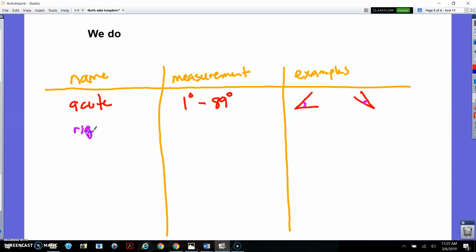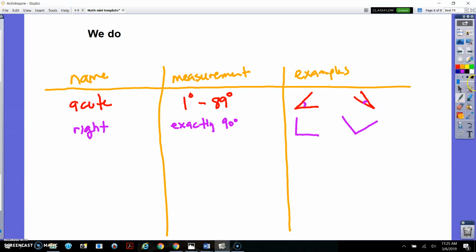The next one is right. Right angles have to be exactly 90 degrees. We always see them like this, opening to the right like that, but they don't have to. It's still a right angle if it is doing that. We often, on a right angle, instead of putting the circle to show that we want it to be right, we usually put that little square symbol in it. Like that. So it doesn't matter its direction, but it does matter its measurement.